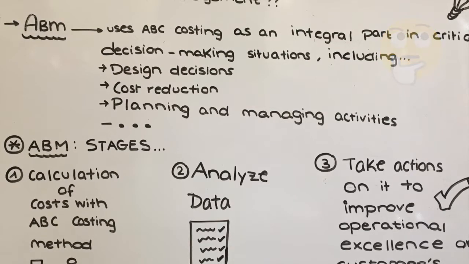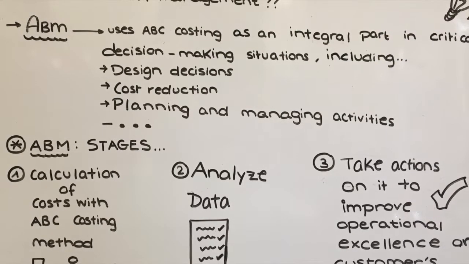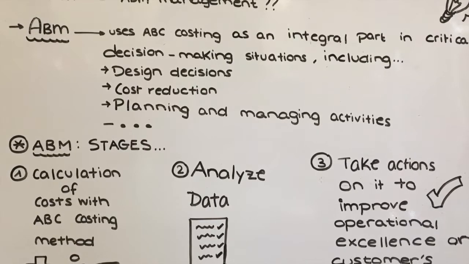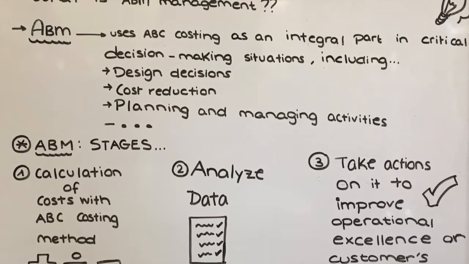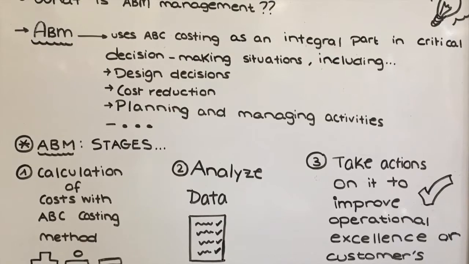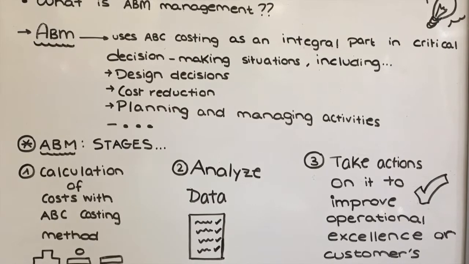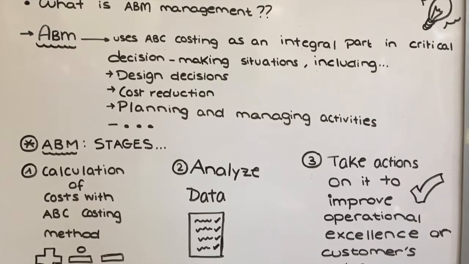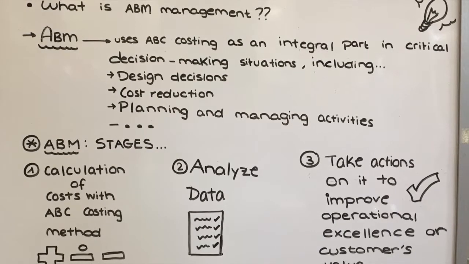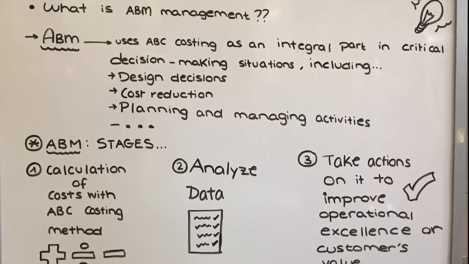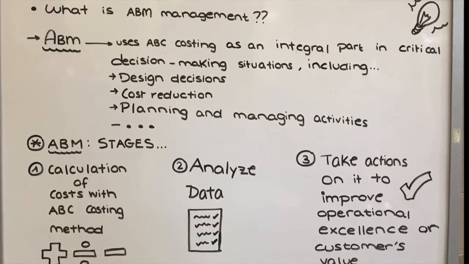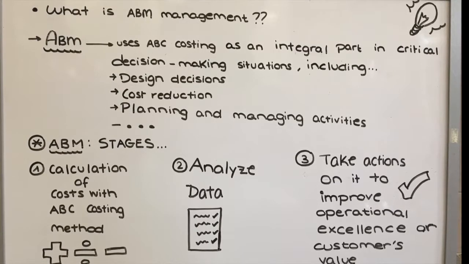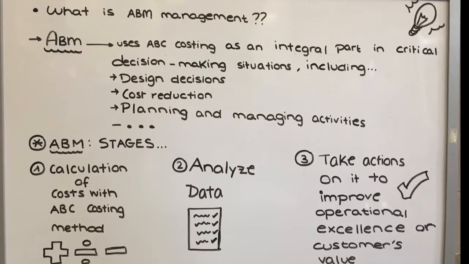Activity-based management uses ABC costing as an integral part in critical decision-making situations, including designing decisions, cost reduction, planning and managing activities, etc. It has 3 stages. First, the calculation of cost with the ABC costing method. Second, analyzing data. And third, taking actions in order to improve operational excellence.